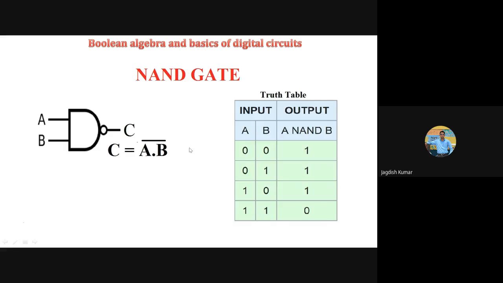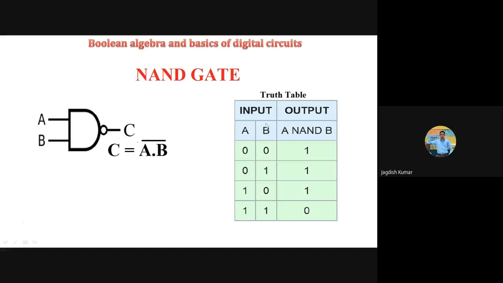So first, let us understand what is the NAND gate or NAND operation. NAND operation is nothing but an AND gate followed by a NOT gate. Now you can see the NOT gate here is written like a simple circle. So NAND gate is nothing but an AND gate followed by a NOT gate. What is the Boolean expression for a NAND gate or a NAND operation? That is A and B whole bar. This represents the Boolean expression for the NAND gate.